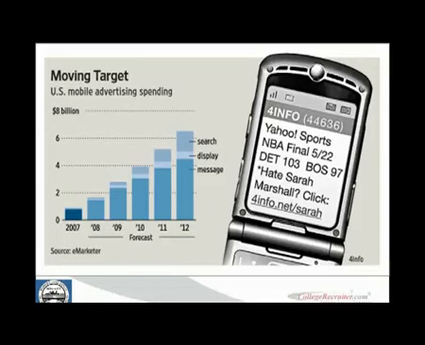This chart here on the left-hand side shows the rapid growth in the amount of money being spent on mobile advertising. It's grown from a little under $1 billion in 2007 to, in 2012, as you saw on the previous slide, about $6.5 billion. On the right is what a typical cell phone text message would look like. As an employer, that entire message could be yours.